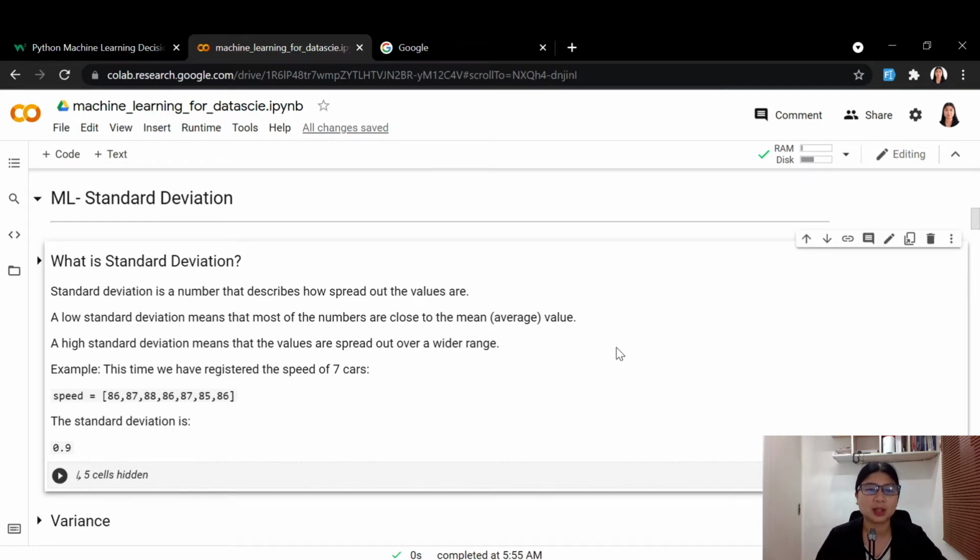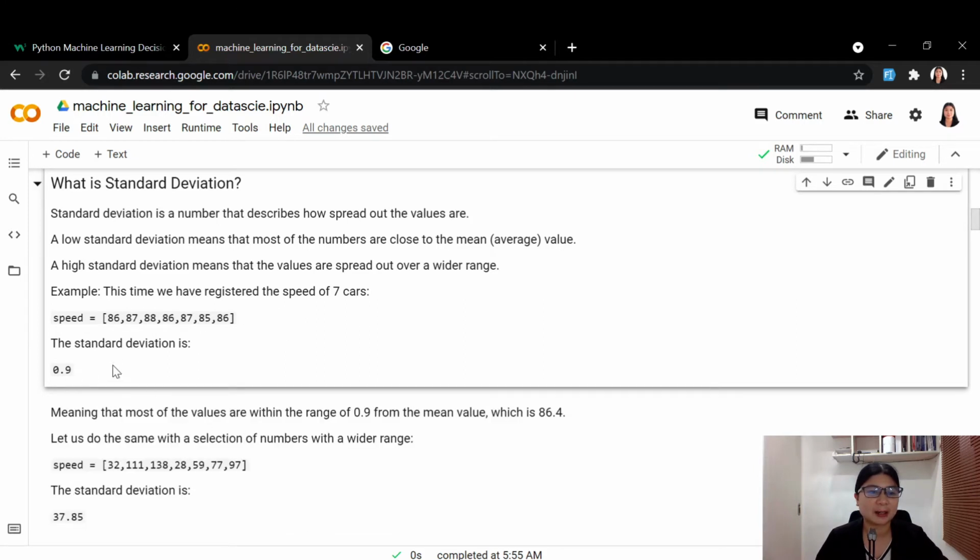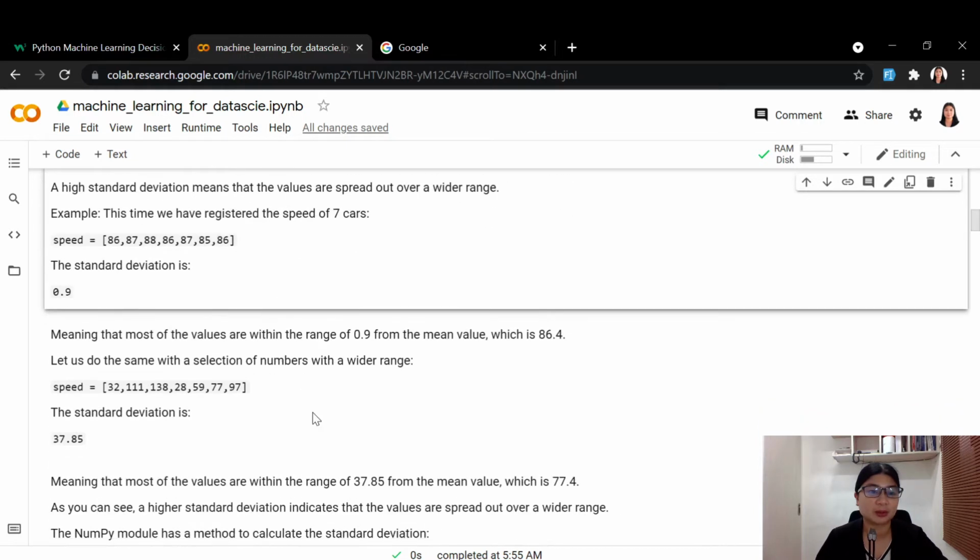So, kung ang standard deviation naton class is low, mas lapit ang mga numbers dito sa average value. If dako or high ang value sang standard deviation, dako ang spread out niya sa range sa aton nga graph. So example, in this time we have to register the speed of 7 cars. So just like this, may ara kita nga 2, 4, 6, 7 cars, and the standard deviation is 0.9.